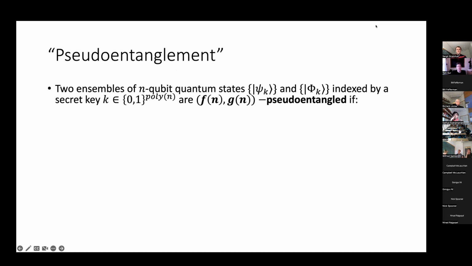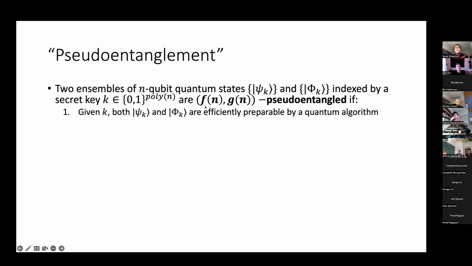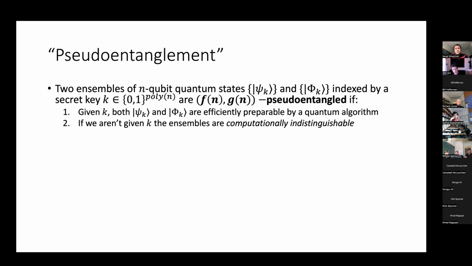What I mean by pseudo-entanglement is something like this. There are two ensembles of n qubit states that are indexed by a secret key k. We call them F and G pseudo-entangled if, given the key, these two states are efficiently preparable by a quantum algorithm. But if we're not given the key, and the key looks uniformly random to us, then the ensembles are computationally indistinguishable from each other.